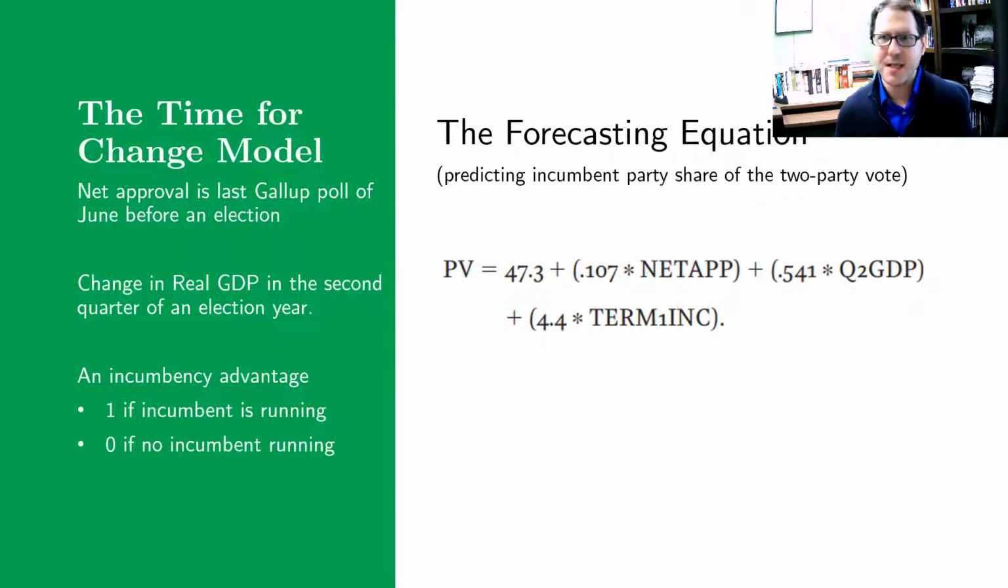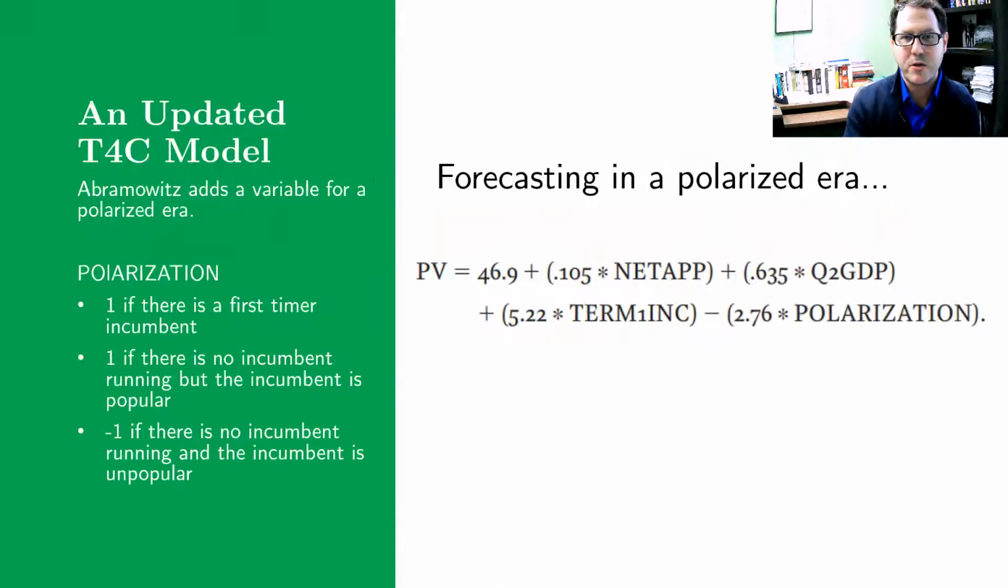And Abramowitz says this does pretty well. But he notes that in 1996, it doesn't predict Bill Clinton's vote share as well as it might, and it seems to undercount George Bush's vote share. And Abramowitz starts looking at trends that are happening in the United States, and he suggests that we are entering a partisan era. And so he thinks that we need to adjust our forecasting model to do a slightly better job.